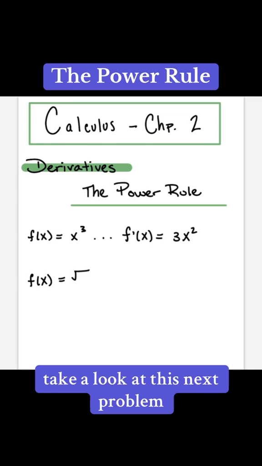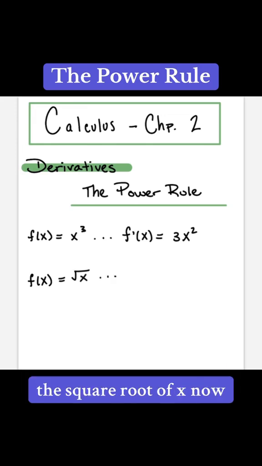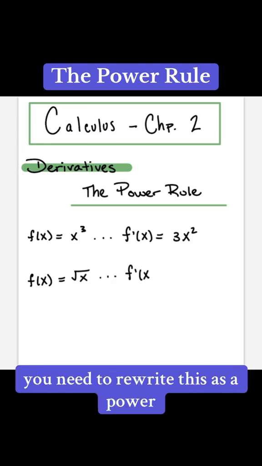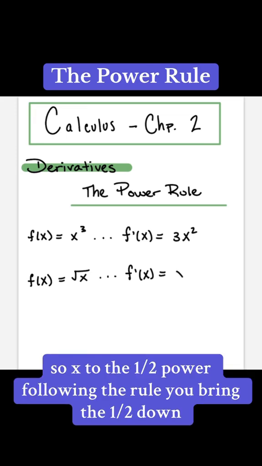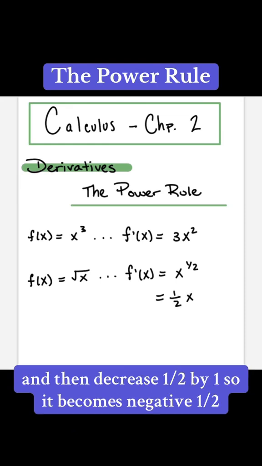Take a look at this next problem, the square root of x. Now, because this is the power rule, you need to rewrite this as a power. So x to the 1/2 power. Following the rule, you bring the 1/2 down and then decrease 1/2 by 1. So it becomes negative 1/2.